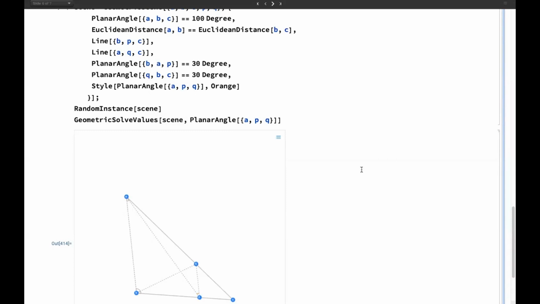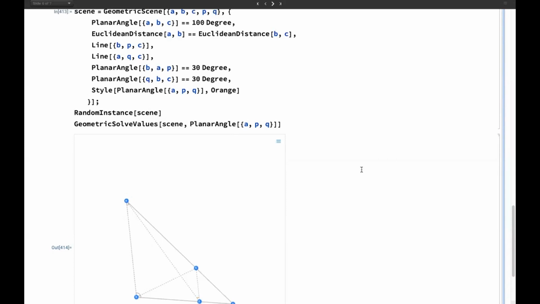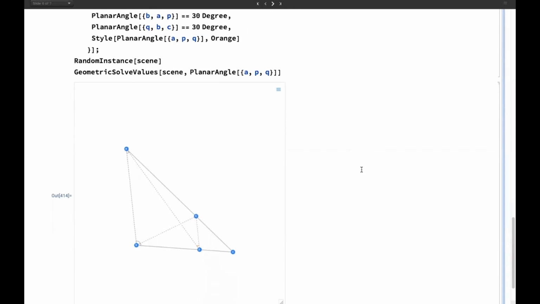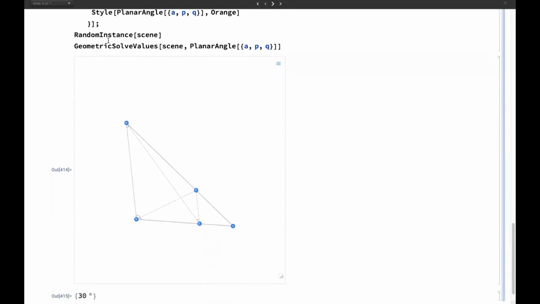So again, I encourage you, if you're geometrically inclined, to go back to the slide and see if you can work this out on your own. But if you don't want to, or want to check your work, you can run GeometricSolveValues and see that, in fact, this angle is also 30 degrees.